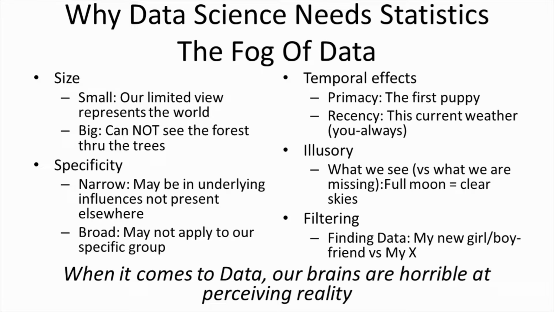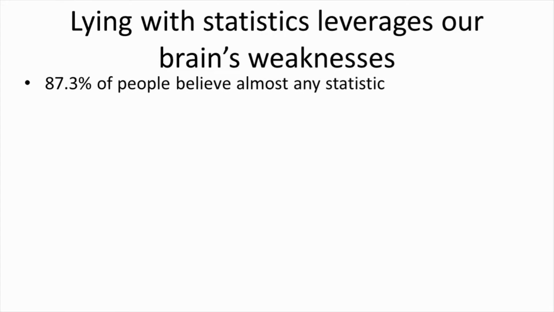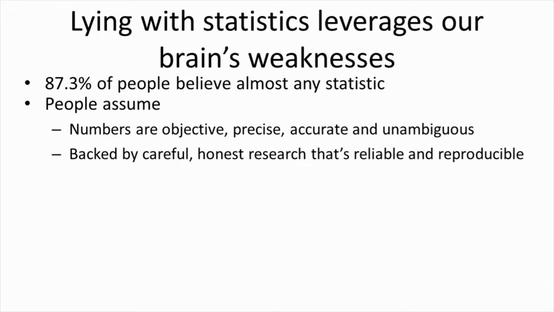Thus, we need statistics. The problem here is that because of our brain's weaknesses, it becomes easy to suck people in with pseudo statistics. The old joke is that 87.3% of people will believe almost any statistic quoted to them. Things that sound like a statistic have a power to persuade for many reasons. People assume numbers are objective, precise, accurate, and unambiguous. We assume that these numbers are backed by careful, honest research that is reliable and reproducible.